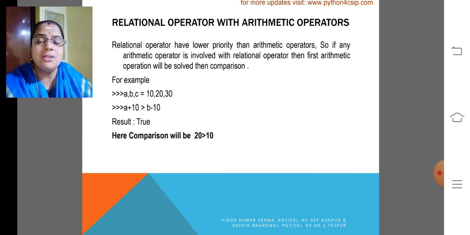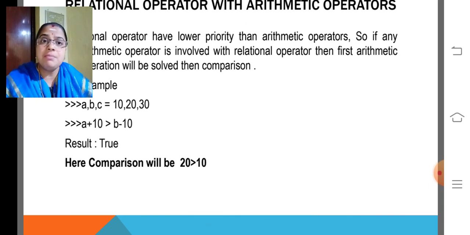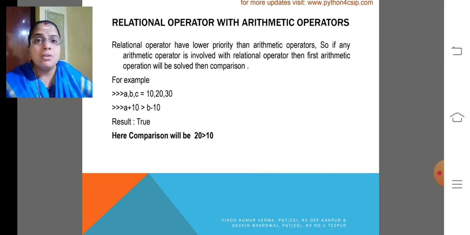Look here, A, B, C equal to 10, 20, 30. That means 10 will be assigned to A, 20 will be assigned to B, 30 will be assigned to C. And A plus equal to 10. So it becomes 20 less than B minus 10. That is 20 minus 10. 20 greater than 10, the condition becomes true. Here the comparison will be 20 less than B, not with the 10 and B value. It will do the arithmetic operation first. Then only it will go for comparison.